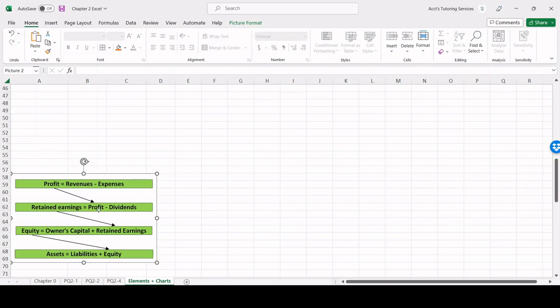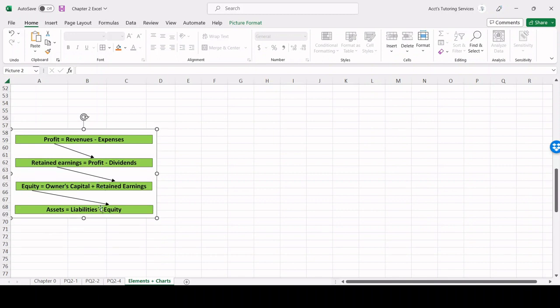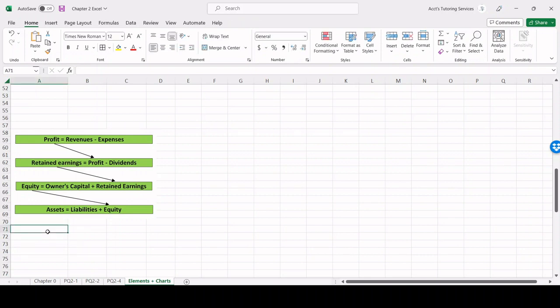Retained earnings equals profit minus dividends, so we need profit to do the second formula. Then to calculate equity, we do owner's capital plus retained earnings. Retained earnings goes directly into this formula. And then the main accounting equation is assets equals liabilities plus equity. We can even rearrange the main accounting equation in two other ways. Equity equals assets minus liabilities, or liabilities equals assets minus equity.